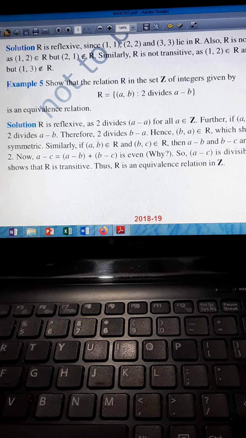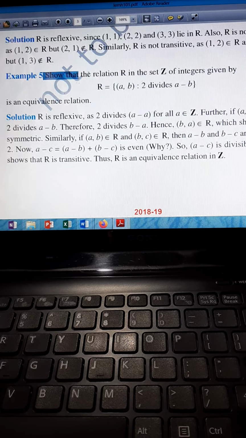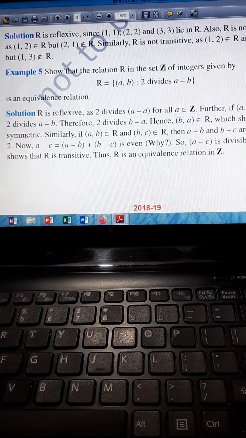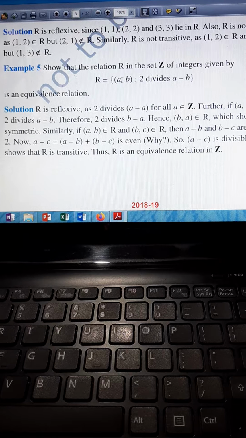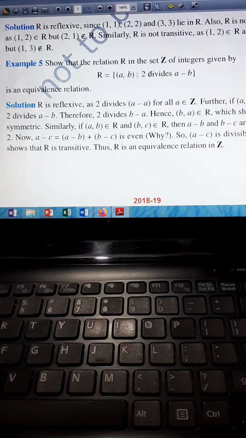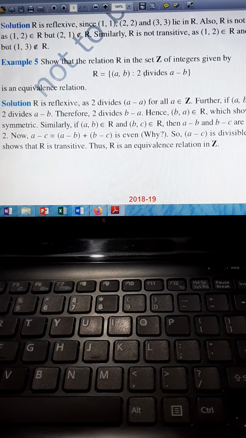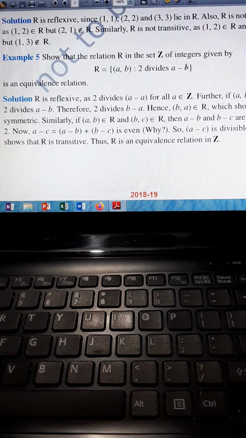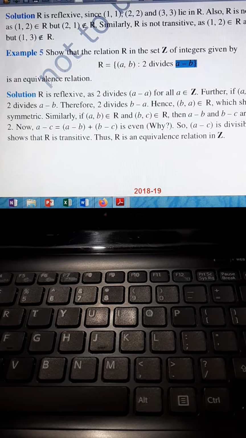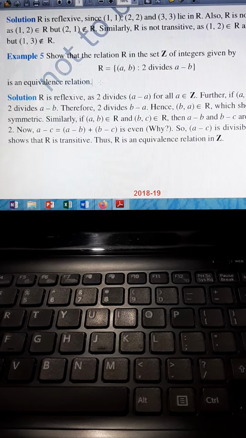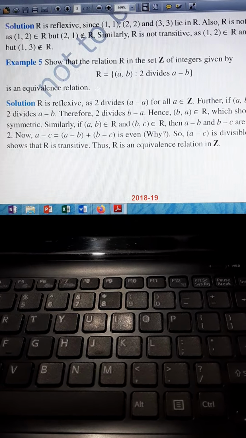Now let's see this example number 5. Such example we have not discussed in exercises. Show that the relation R defined on all integers, that is Z, given by R equals (A, B) such that 2 divides A minus B. That means A minus B should be multiple of 2. 2 divides A minus B means A minus B is divisible by 2. And you want to show that this is an equivalence relation. This is an important example, so let me give the solution for this.